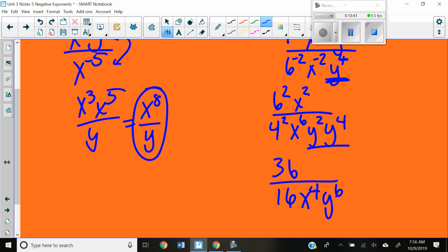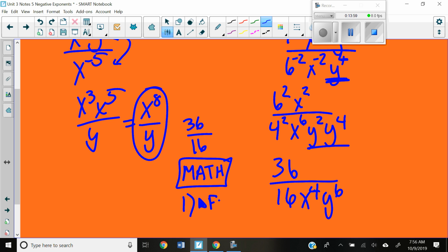All right, so let's go back to 36 over 16. If you type it into your calculator and hit enter, it's going to give you a decimal. But if you go to the math button, and I know that we've talked about this in class, number 1 will have a little arrow and it'll say frac. Hit enter, and that'll change your decimal into a fraction. And here you end up with the reduced fraction of 9 over 4, x to the 4th, y to the 6th.